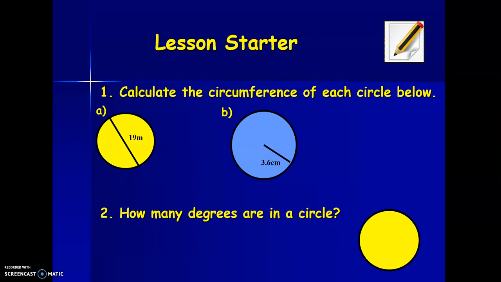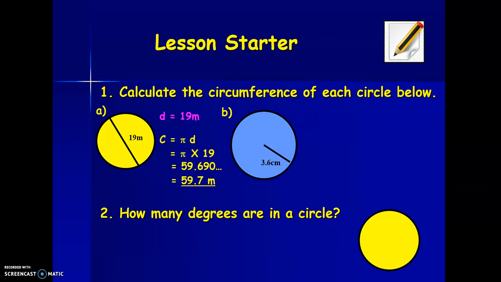Okay, we'll look at the answers to your questions now. So from yesterday, you should remember that if you have a circle with diameter 19 metres, the circumference will be pi times the diameter, so that's pi times 19. And if you work that out on your calculator, you get 59.7 metres.